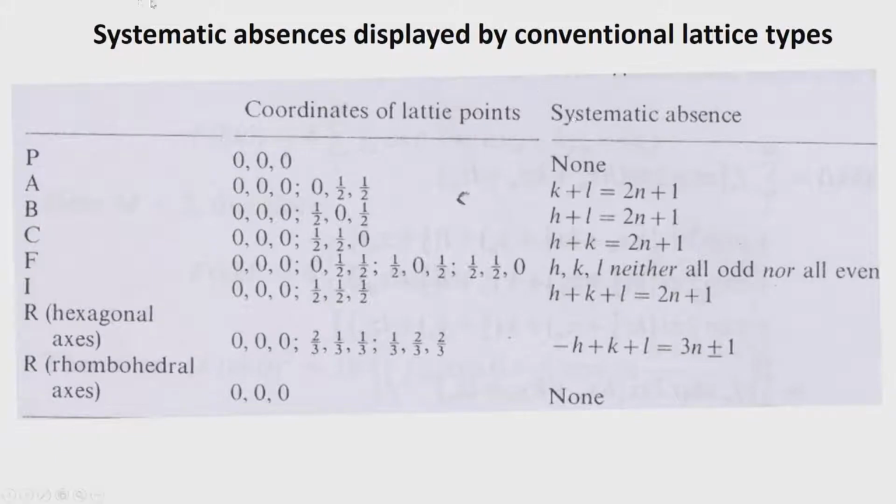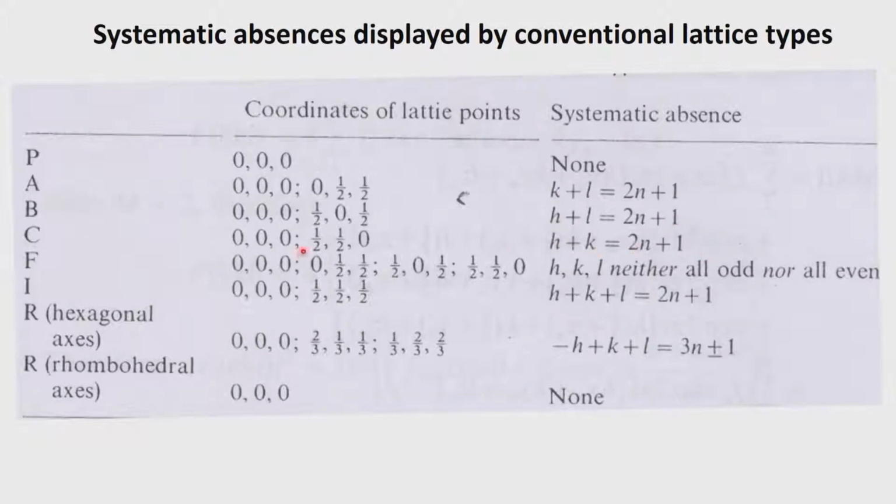So, if there is a centering, we will have the systematic absence coming in terms of the values which add on to the axis. So, whichever axis to which the half adds on, those axes will show the systematic absences. So, we get K plus L equals 2n plus 1 for the A centering, for B centering H plus L equals 2n plus 1, and for C centering H plus K equals 2n plus 1.